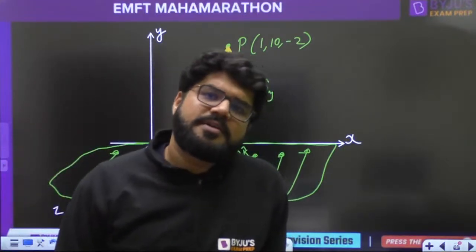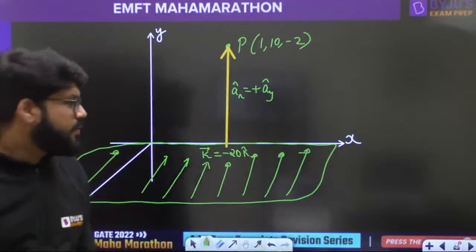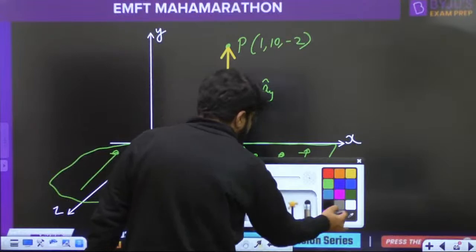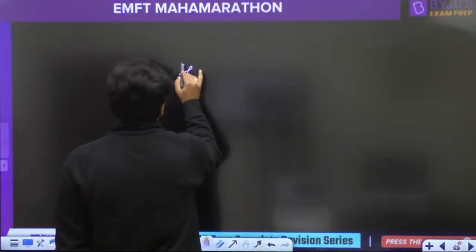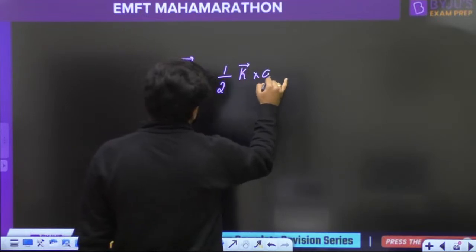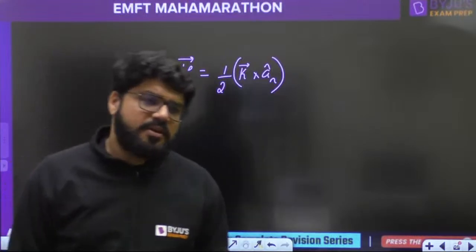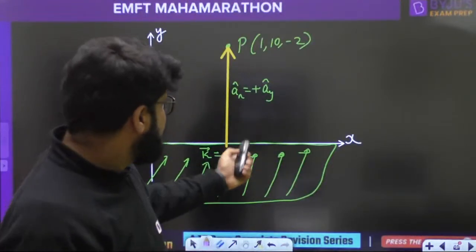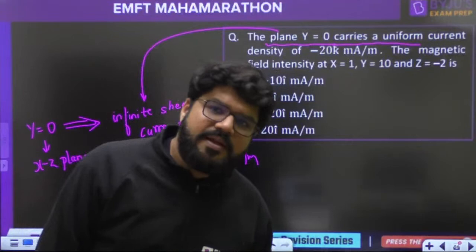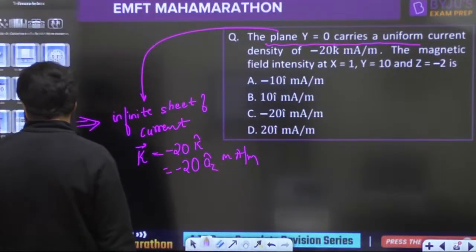Formulas we have already discussed, right? What is the formula? Very simple question now. Just have to apply the formula. What is the formula for magnetic field H? It is given by half k cross an cap. Chalo, half k cross an cap. An cap is in front of you, k is also in front of you. Quickly conclude and kindly give me the answer very soon.